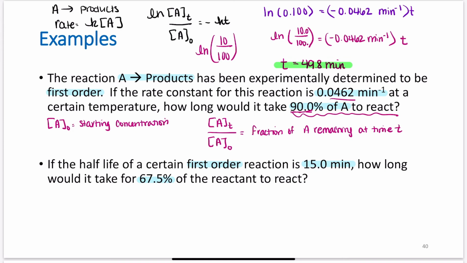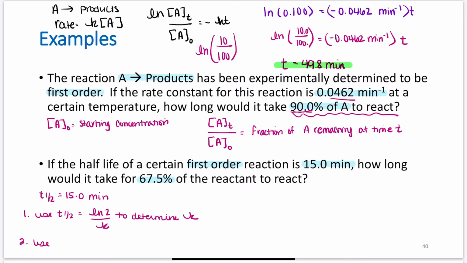So let's see. T to the 1/2 is 15.0 minutes. I'm going to use that information to find K. So number 1, use T to the 1/2 is equal to natural log of 2 divided by K, or you can say 0.693 divided by K, I don't care which one you do, to find K. I need the rate constant. I don't have it, but I need to complete this calculation.